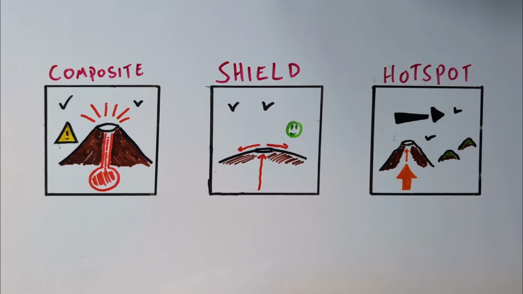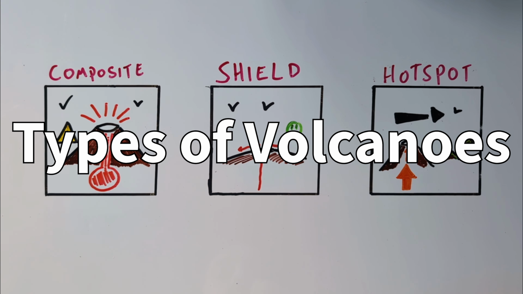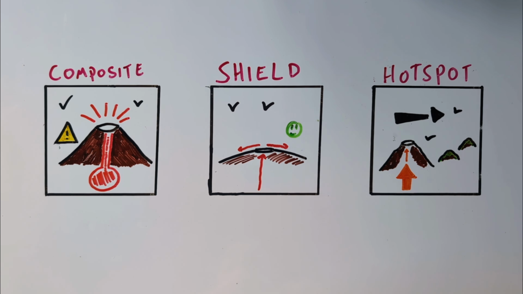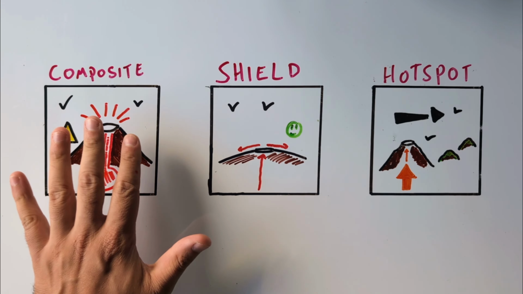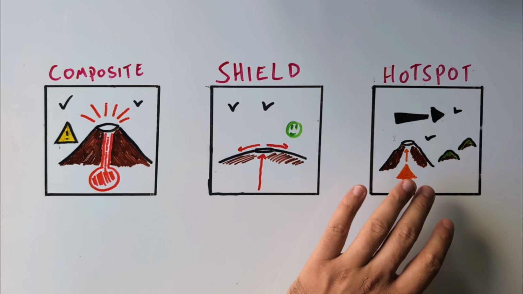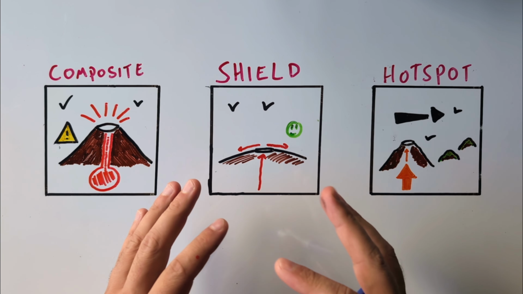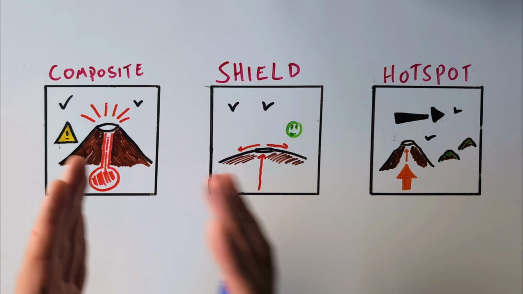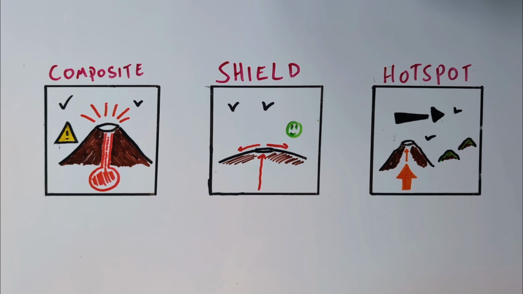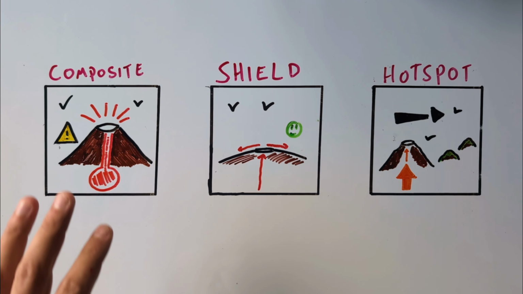Today we are dealing with the types of volcano. Commonly in GCSE specifications, there are three types: composite, shield, and hotspot volcanoes. What we'll do today is look at the key features of a volcano, and then we'll have sections on each of these types. Just before we get started, I'm going to give you a brief overview.